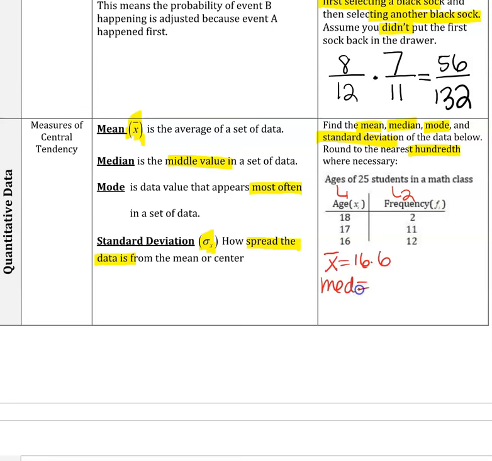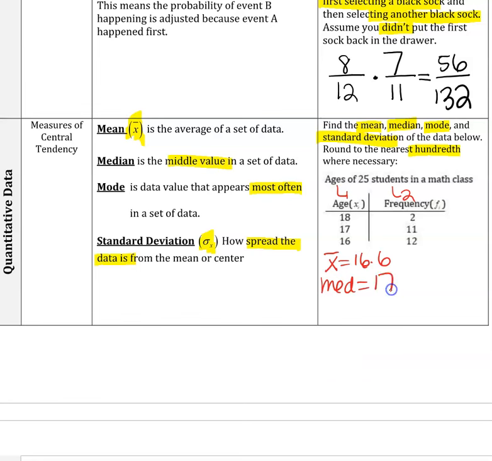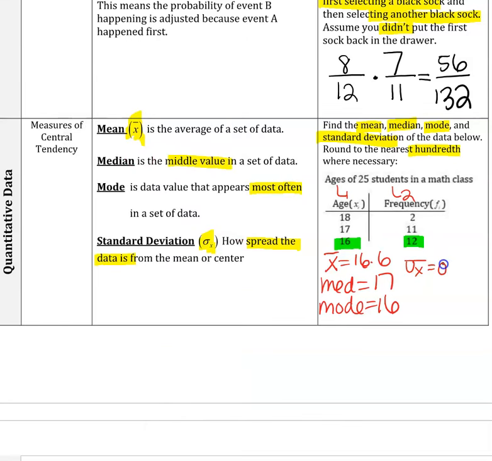The median, I have to scroll down slightly. It says Med. There we go. Med is 17, so that's your middle number. Now the mode is not from the calculator, it's just from the list. What age happened most often? I have 12 of the 16-year-olds, so that means 16 years is the mode. Lastly is the standard deviation. To the nearest hundredth where necessary, it looks like it's 0.63. And then you're done.